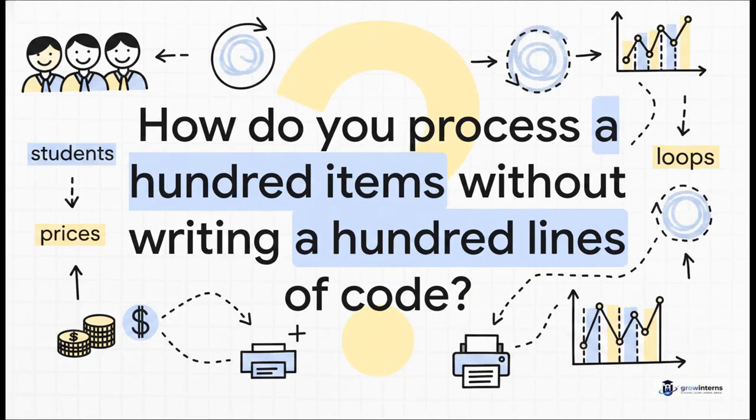Just imagine for a second. You've got this list, maybe it's 100 students or 100 different prices, whatever. And you need to do something to every single one of them. I mean, you're not going to write 100 separate lines of code, right? Of course not. That would be insane. This is exactly the kind of problem loops were born to solve.